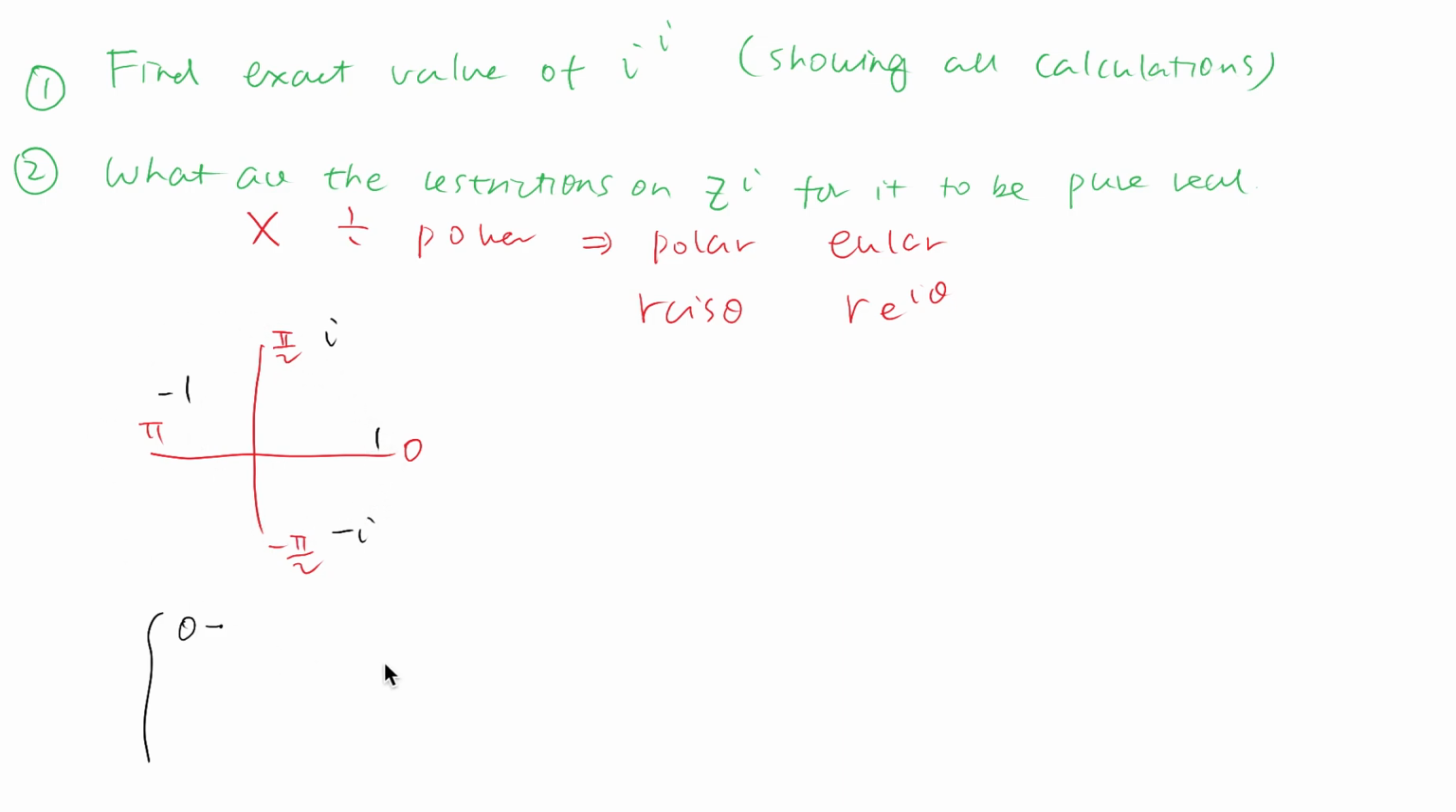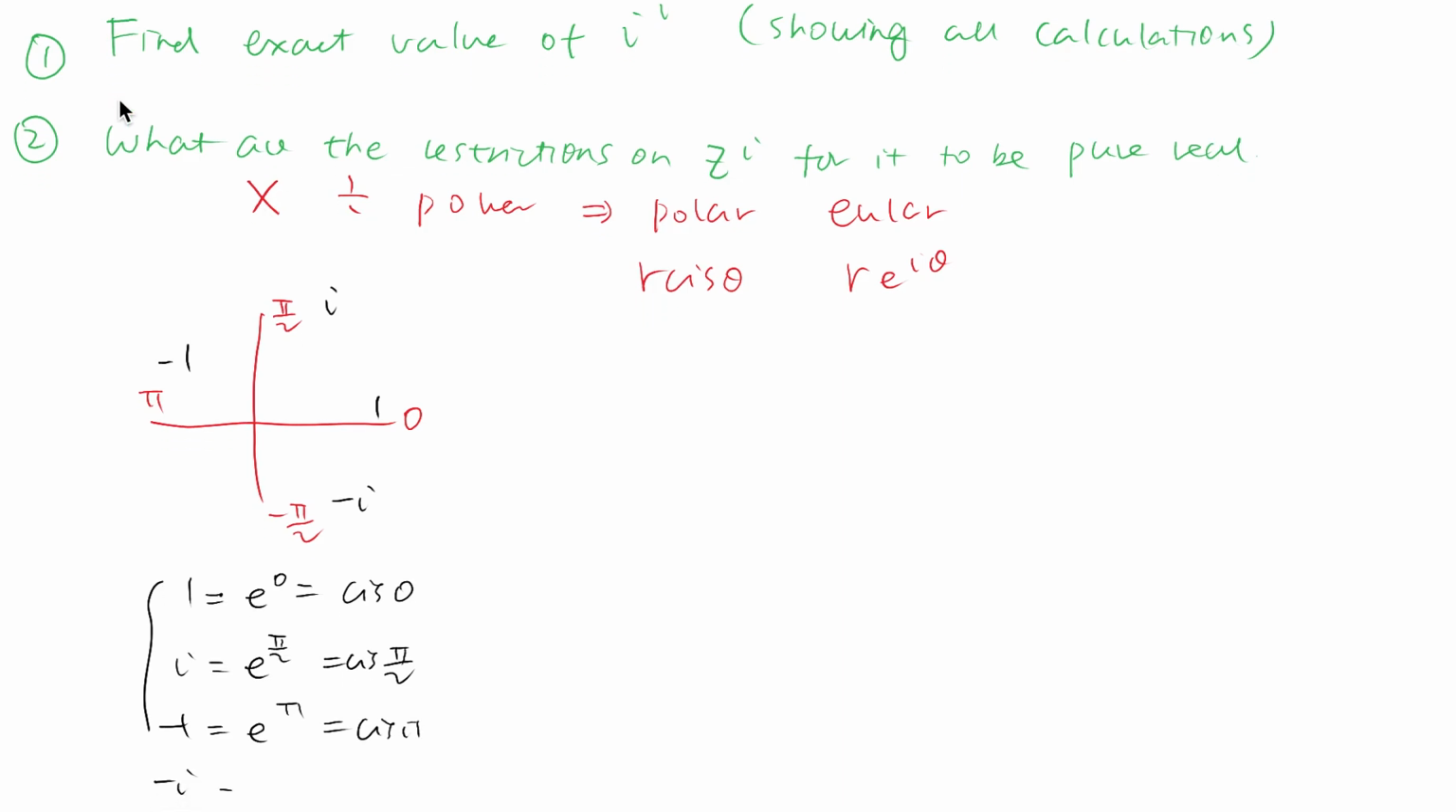So 1 equals e to the power of 0, which is cis 0. Then i equals e to the power of i pi over 2, which is cis pi over 2. Minus 1 equals e to the power of i pi, which is cis pi. And the last one, minus i, is e to the power of minus i pi over 2, or cis minus pi over 2. Those four conversions between polar, Euler, and Cartesian form should be really quick.